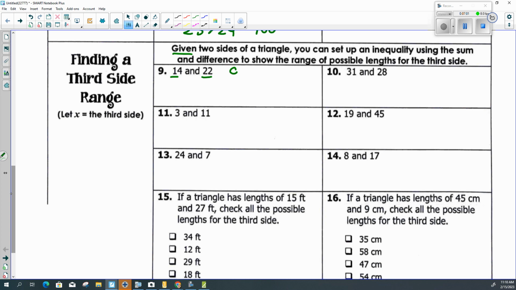So the first one is we can subtract them. 22 minus 14. And then 22 plus 14. I'll show you a picture of what this would look like in a minute. So you're going to subtract the numbers, and on the right-hand side, you'll add the numbers. This will help us find all the possible values for that third side. So finish number 9. And then I'll show you how I think when you see a picture, sometimes it sinks in a little bit better.